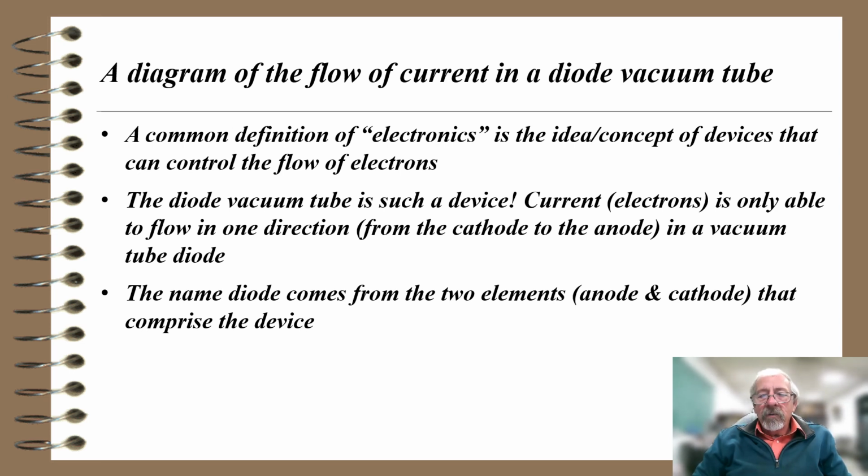Current, that is electrons that form current, is only able to flow in one direction, from the cathode to the anode, in a vacuum tube diode. The name diode comes from the two elements, the anode and cathode, that comprise the device.